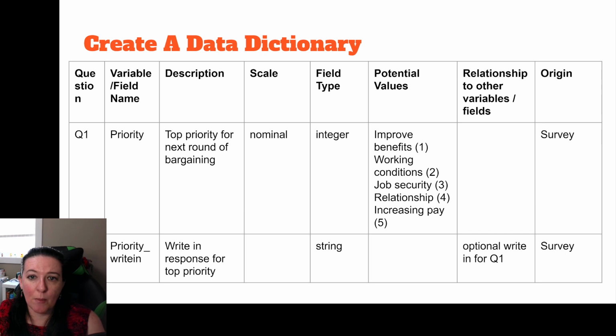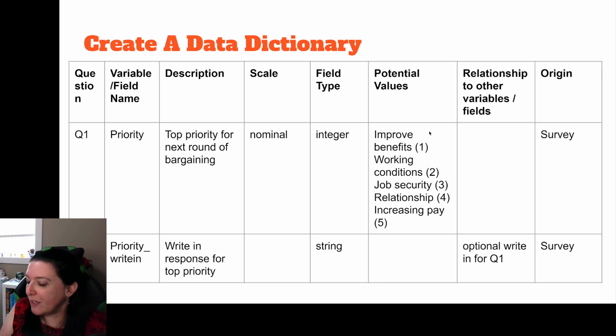All right, so let's get started. First question was about priority. So let's give it a name. Let's call it priority. Description, top priority for next round of bargaining. It's nominal, right? Because they're choosing different categories. And if we're going to code it, so if they said improved benefits, we're going to call it a 1.